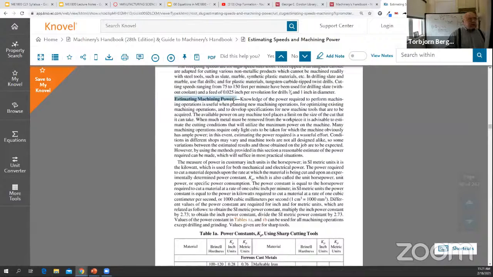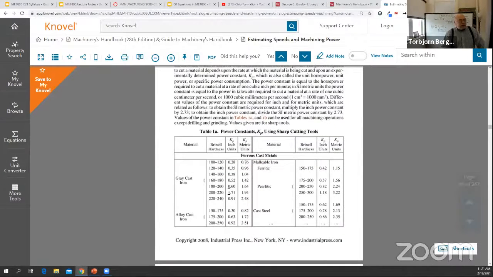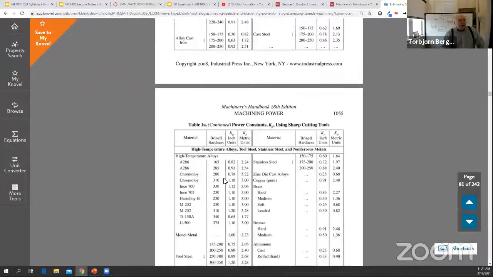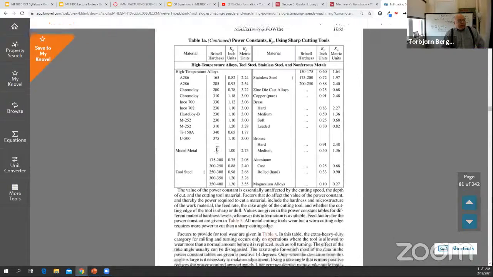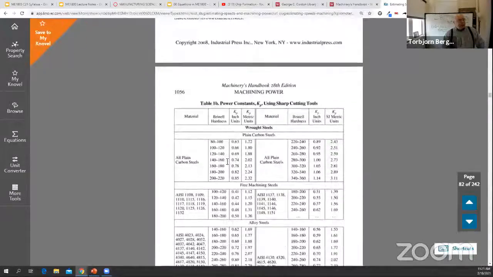Estimating machining power. When we get to this section, I recommend reading these paragraphs because they explain the units for KP and things like that. But then you come down here and for different materials, it shows the results of those experiments for KP. Note that there's a KP value for inch units and a KP value for metric units. It'll tell you what those units are up here. If you scroll down, keep scrolling, there are a lot of different materials that they have tables for.